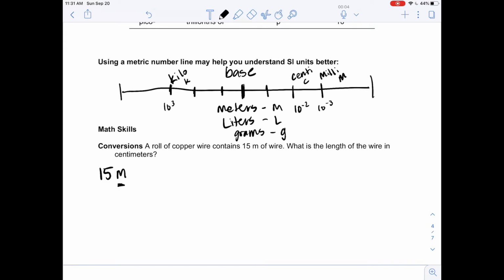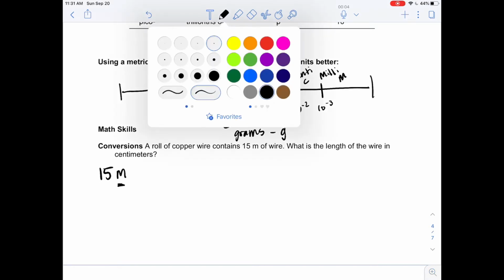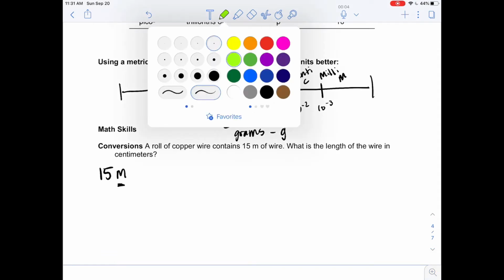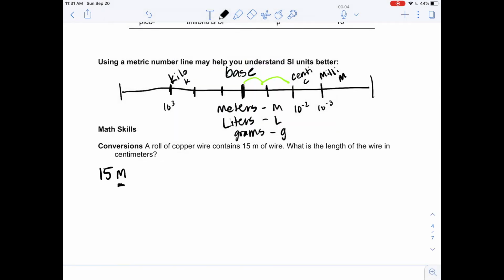Don't get confused with milli. Milli would have 2 letters, like millimeters or milliliters. But when it's just one M by itself, it means meters. So if you want to convert from meters to centimeters, you use the number line and move the decimal point however many lines you go. Here at meters, we're going 2 lines to centimeters, right? So I'm going to move my decimal point 2 spaces to the right, the same direction that I moved. So instead of 15, it now becomes 1,500 centimeters.